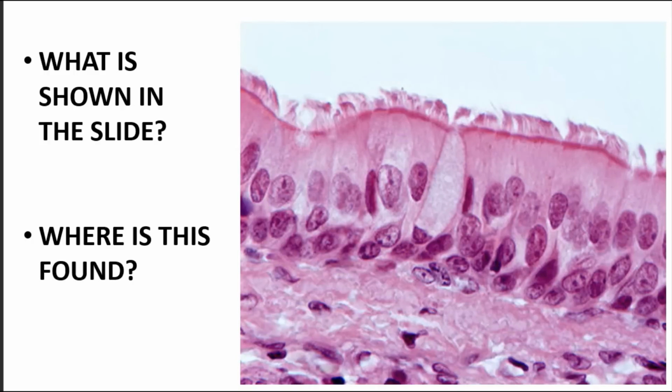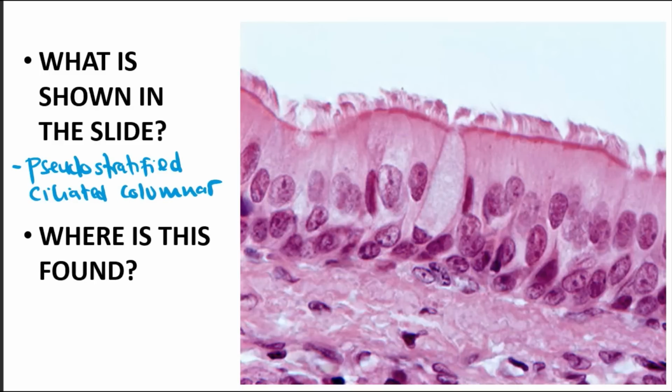What is shown in this slide? This is pseudostratified ciliated columnar epithelia. Where is this type of epithelia found? Most importantly, it is found in the trachea and the rest of the respiratory system, like the bronchi and the bronchioles.